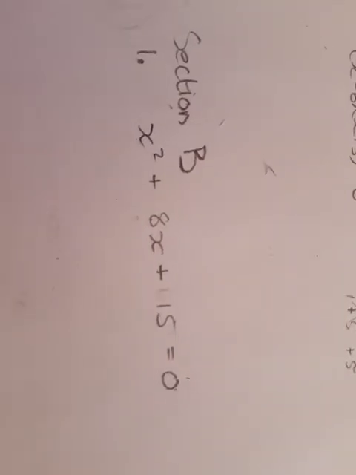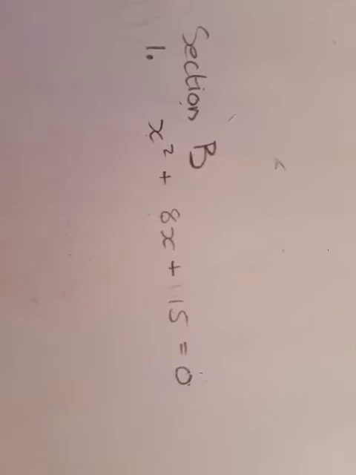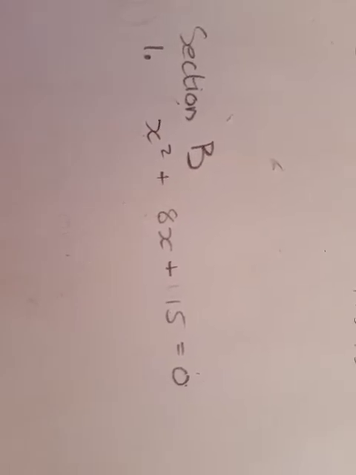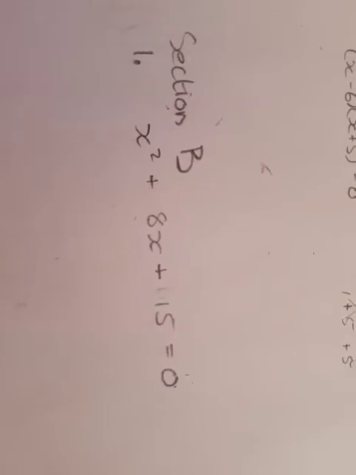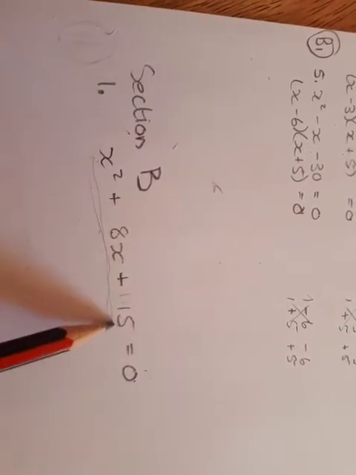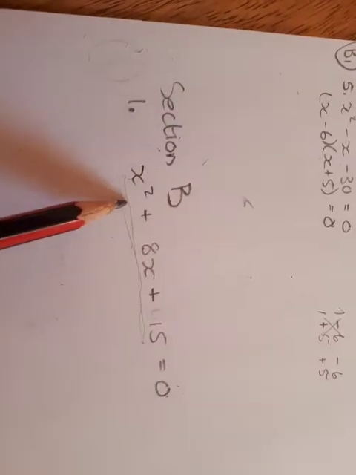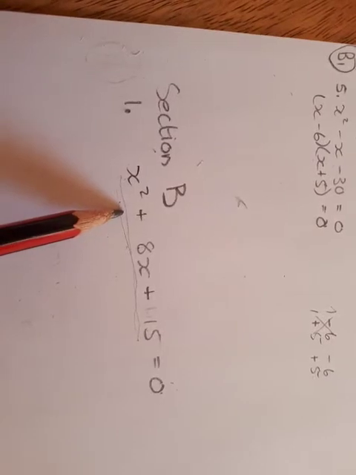Okay, this is then from another textbook. It is section B, question 1. If you look at that, you've got an equation, but you've got a quadratic trinomial on this side. Which means you must first factorize this quadratic trinomial.